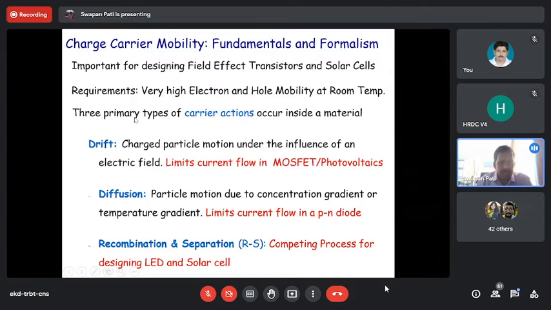In fact, there are primary types of carrier action that occur inside a material. Drift, the charged particle motion under the influence of an electric field, limits the current flow in a MOSFET device, metal oxide semiconductor field effect transistor, or photovoltaics. Diffusion, particle motion due to a concentration gradient or temperature gradient, limits the current flow in a PN junction, PN diode. Recombination and separation are the competing processes for designing an LED, light emitting diode, and a solar cell or photovoltaics.